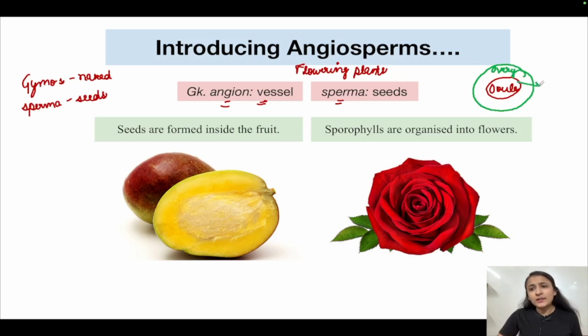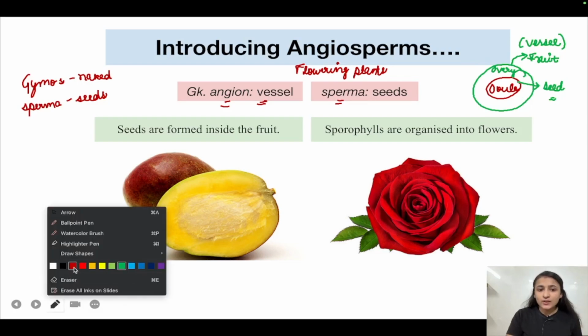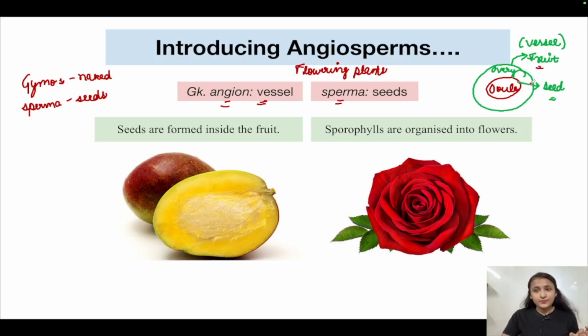Now this ovule will convert after fertilization. Post fertilization, the ovule converts into seed and the ovary turns into the fruit. So the fruit here acts as the vessel for the seed. This is how this term has been designated to this group of plants, because angion means vessel and sperma means seeds. So angiosperms are plants in which the seeds are contained in a vessel. The seeds are not naked. The seeds are formed inside the fruit.